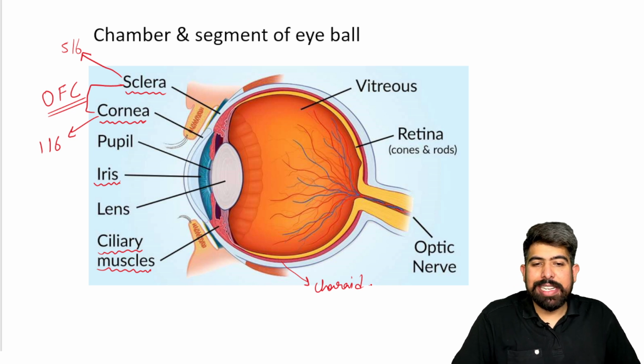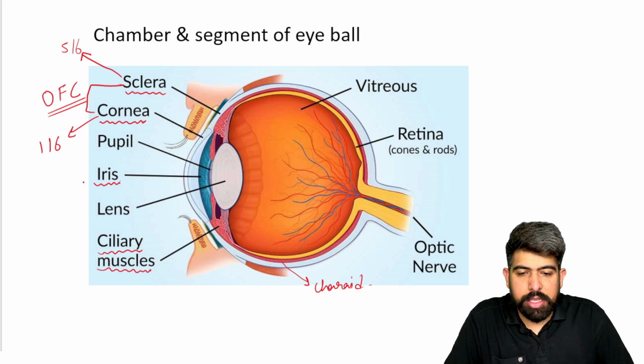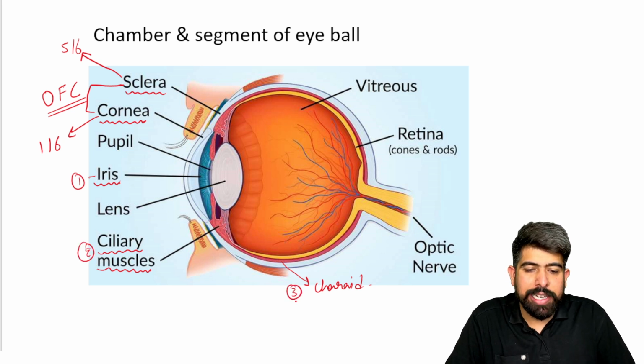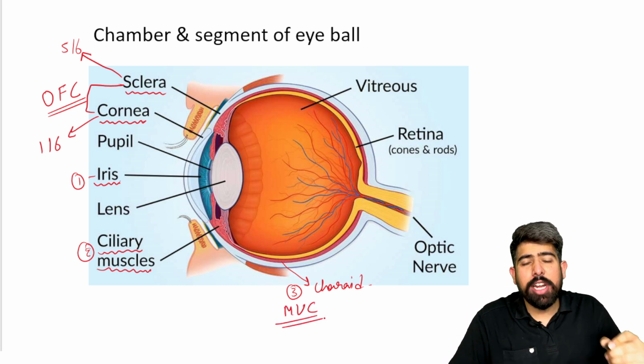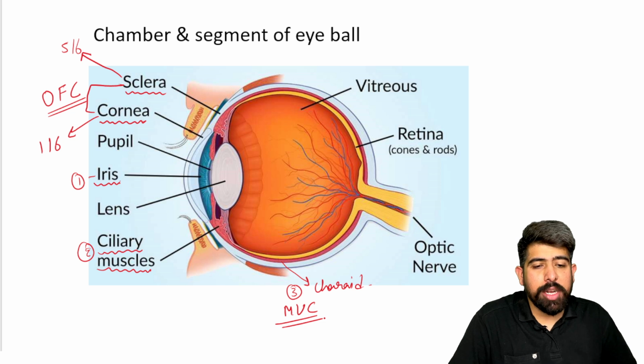Okay, so this choroid is also a vascular structure. Of all three, the first is your iris, the second is your ciliary body or ciliary muscle, and the third is the choroid. All three of these together are known as your middle vascular coat.